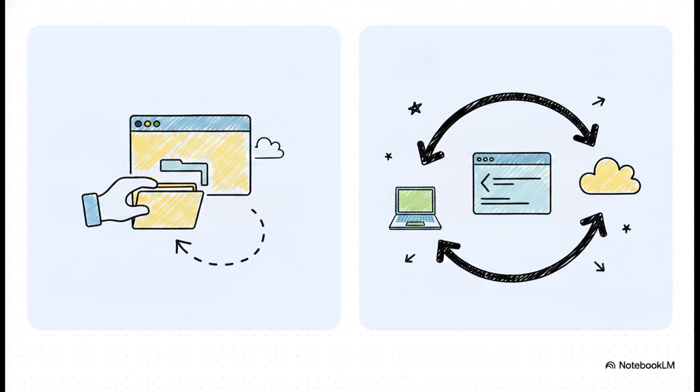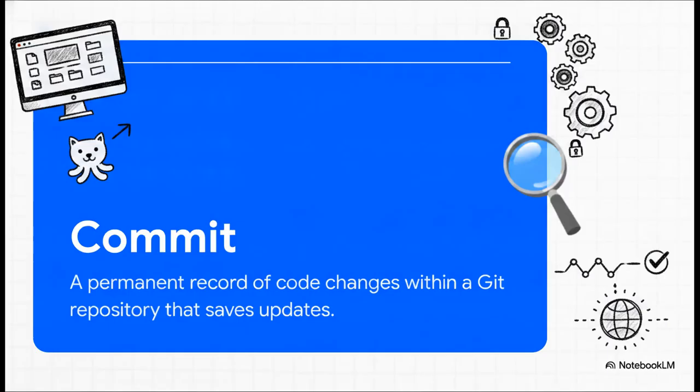But the true best practice, especially as you grow as a developer, is using a graphical interface like GitHub Desktop. This lets you clone your repos to your machine, make edits in something like VS Code, and properly track and push your changes up to the web. But regardless of whether you just dragged and dropped in your browser or used the desktop app, you absolutely have to execute something called a commit. Think of a commit as a permanent record of code changes within your Git repository. It's basically your way of telling the system, hey, these changes are final, please save my latest updates to the main branch. Because without committing, your files won't actually update your live site.